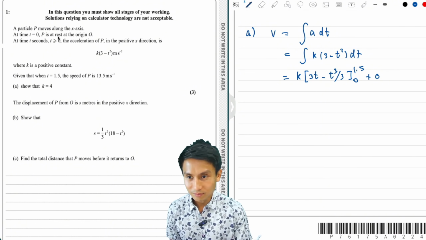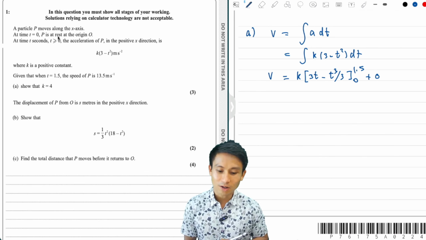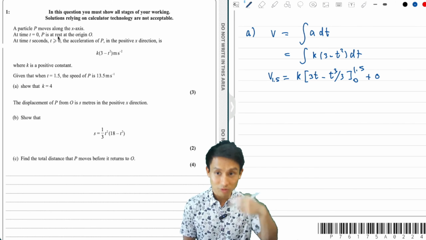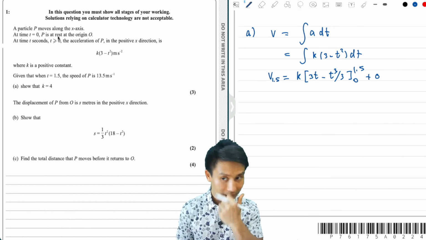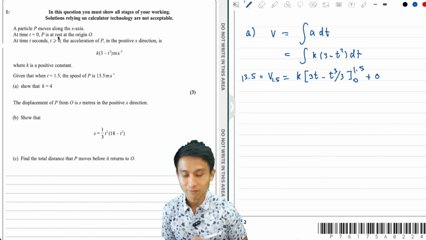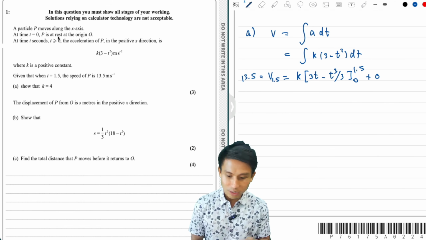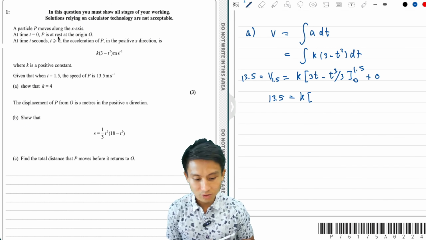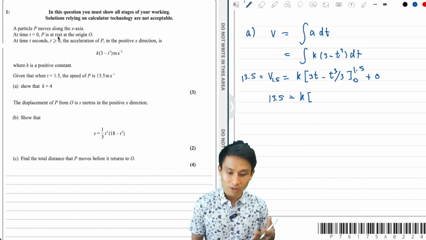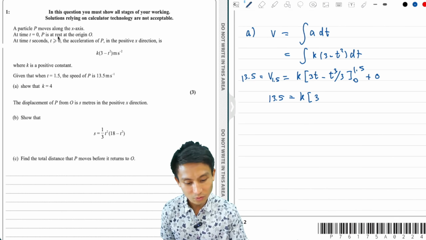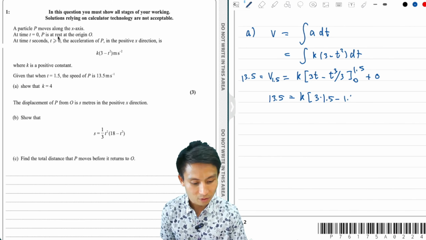So that is v, at t equals 1.5. I'm just subbing in the 1.5 already there, and we know that it is equal to 13.5. So here we're just going to solve the equation. 13.5 equals k, and then you sub all the bounds in. Obviously, if you sub 0 in, you get 0. So I'm just going to sub 1.5 in there. So 3 times 1.5 minus 1.5 to the power of 3 divided by 3.